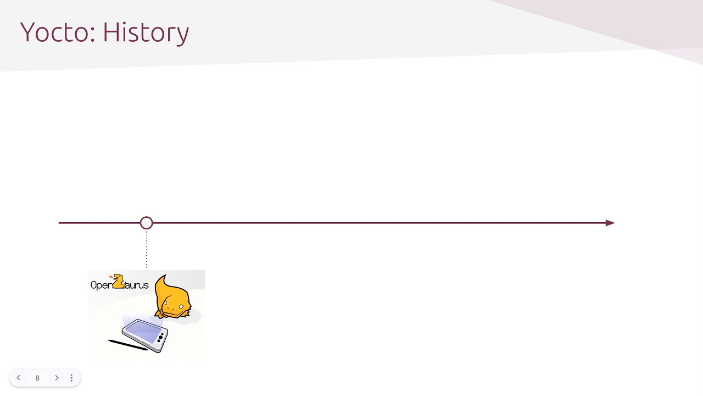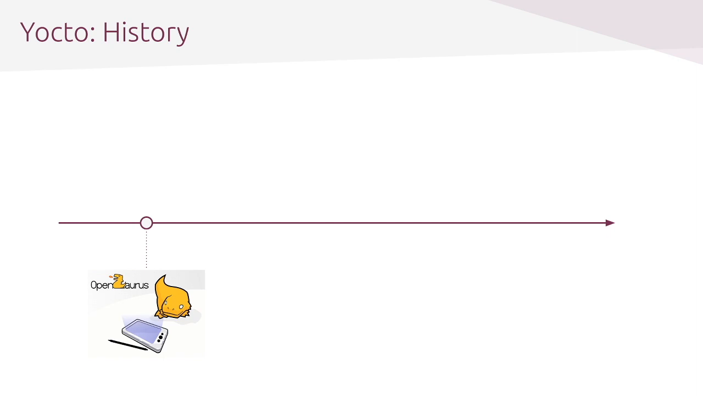In the early 2000s, there was this OpenZaurus project, which was an open source project that was trying to make more frictionless the writing of the code of the first personal digital assistants that were based on Linux.